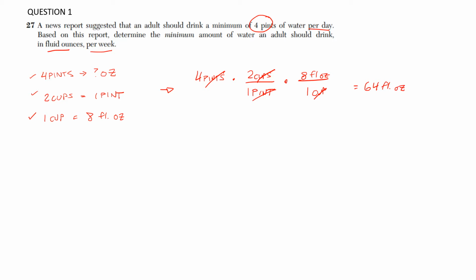Because we just converted the 4 pints in 1 day. So that's 64 fluid ounces. To go to a week, we need to multiply that number by 7, right? Because 1 week is 7 days. And so that's 64 times 7. That'll give us 448 fluid ounces as our final answer.